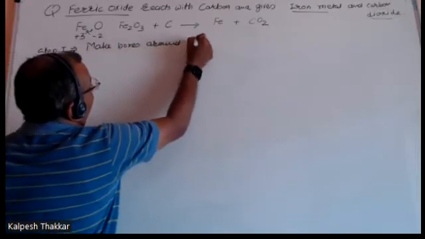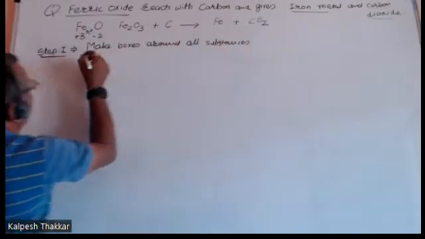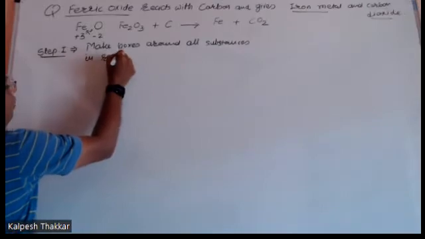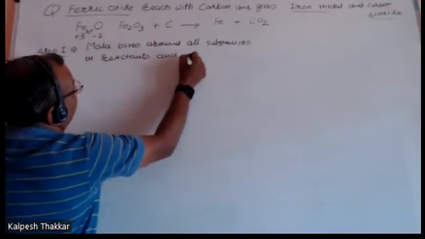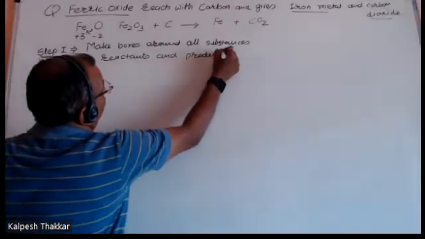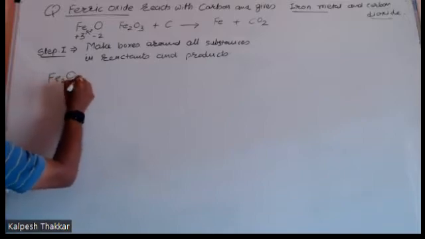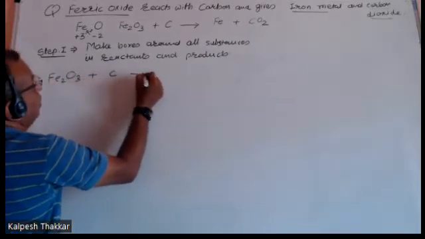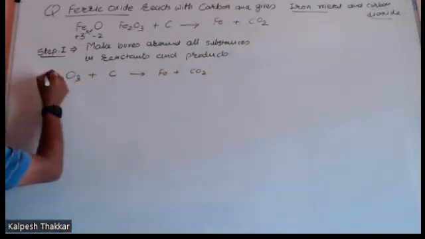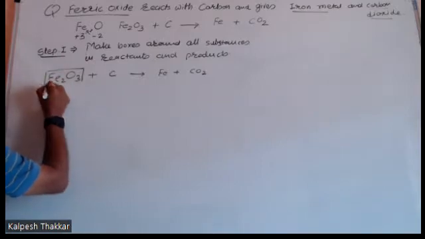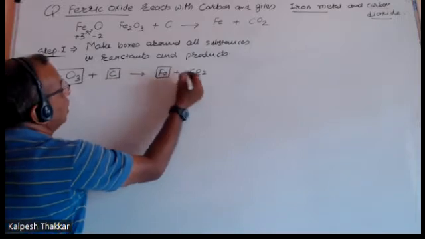So the first step is to make boxes around all substances in reactants and products. So friends, first is Fe2O3 plus C gives Fe plus CO2. Now look here, I am making one box around each one. You can see these 4 boxes are there.